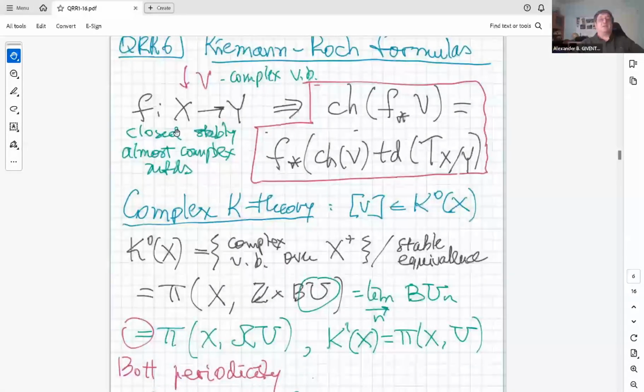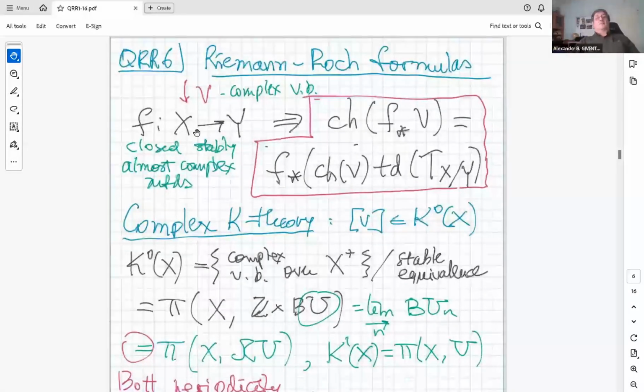Whenever you have a map between stably almost complex closed manifolds, then the Chern character of the push forward of a complex vector bundle can be computed as the homological push forward of the Chern character of that bundle times the Todd class of the relative tangent bundle. Cool. Any questions?